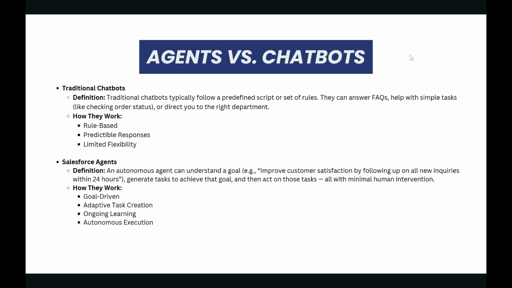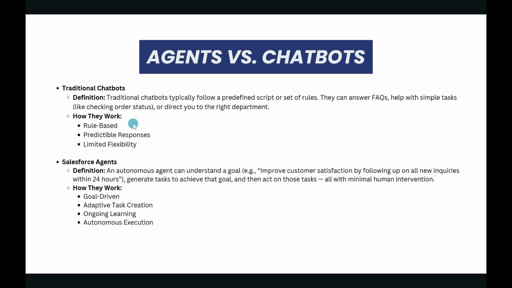Before I give a real-world example of both agents and chatbots, let's quickly review each at a high level. Traditional chatbots typically follow a predefined script or a set of rules. They can answer FAQs, help with simple tasks like checking an order status, or can even direct you to the right department. So how do chatbots work?